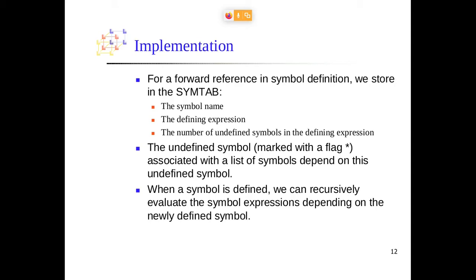For a forward reference in symbol definition, we store the symbol tab, symbol name, defining expression, and the number of undefined symbols in the defining expression. The undefined symbol will be marked with a flag star associated with a list of symbols depending on this undefined symbol. When a symbol is defined, we can recursively evaluate the symbol expressions depending on the newly defined symbol.